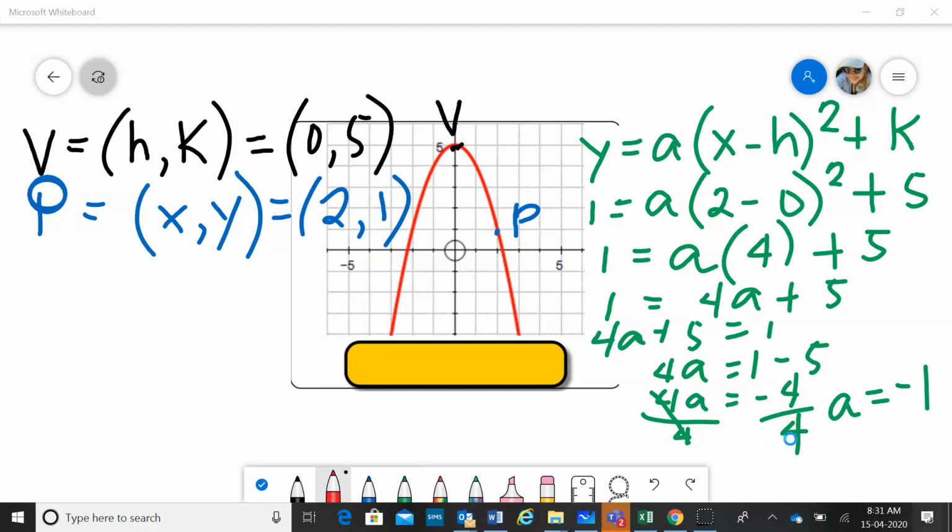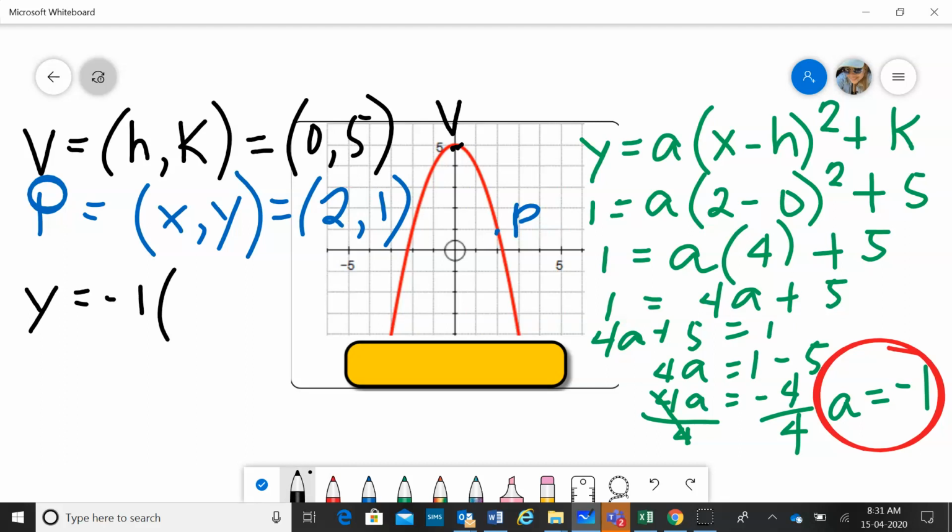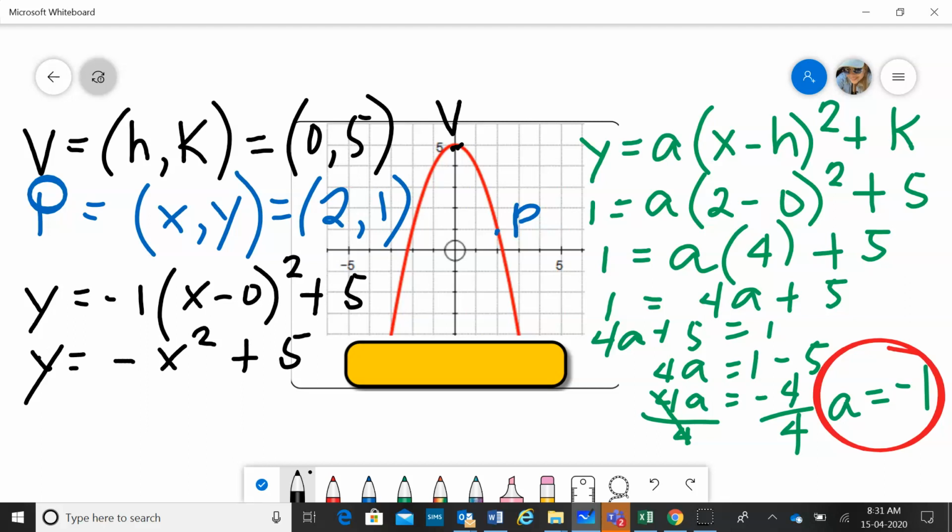Since we now have the value of a, we go back to this equation and we substitute the value of a, the value of h, and the value of k, leaving behind y and x. So we now have y is equal to a, which is negative 1, times x minus h, which is 0, squared, plus 5, the k. Simplifying, we have y equals negative 1, and then x minus 0 is x. So we have x squared plus 5. We don't have to write the 1 in here. Therefore, the equation of this graph is y equals negative x squared plus 5.